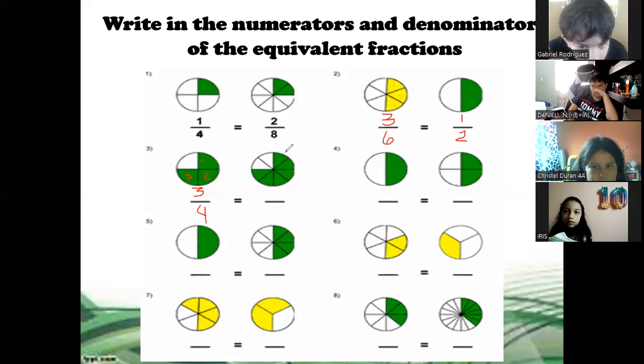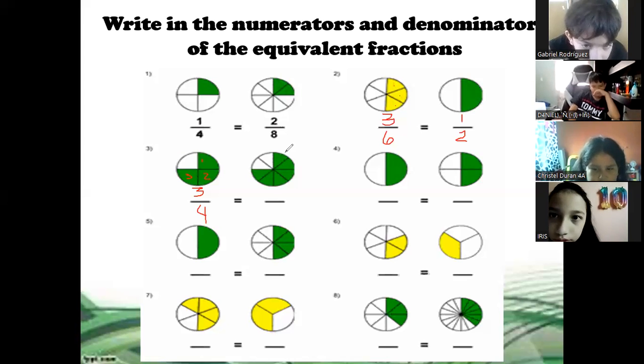Yes, Gabriel? The colored part begins with the colored part. 6. Okay. 1, 2, 3, 4, 5, 6. Okay. And the denominator? 8.